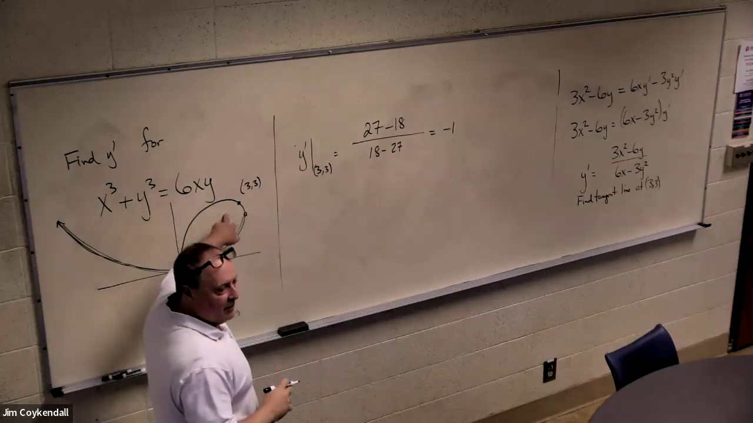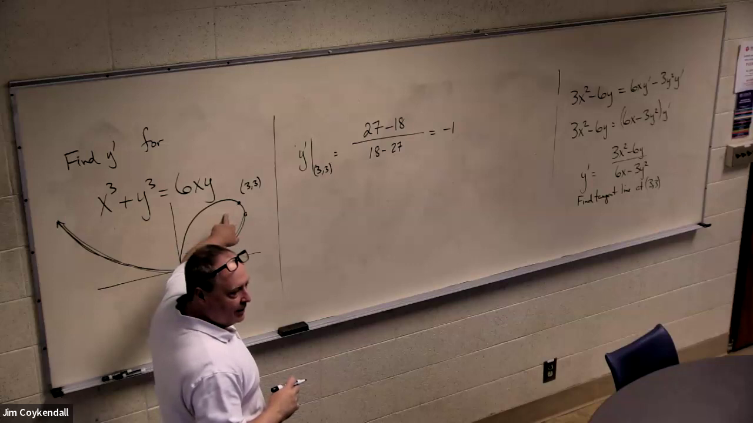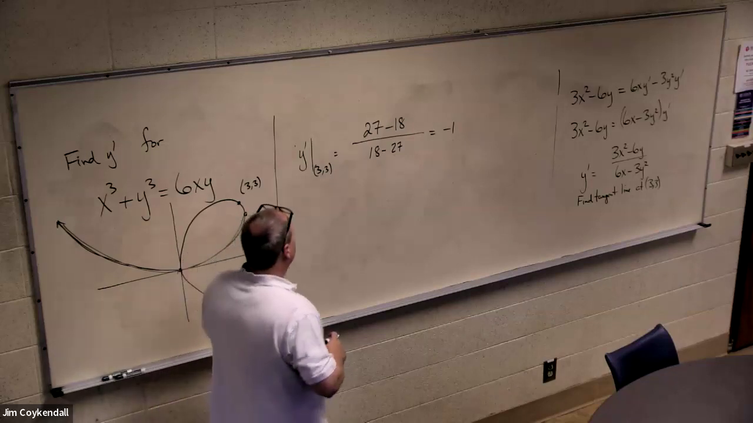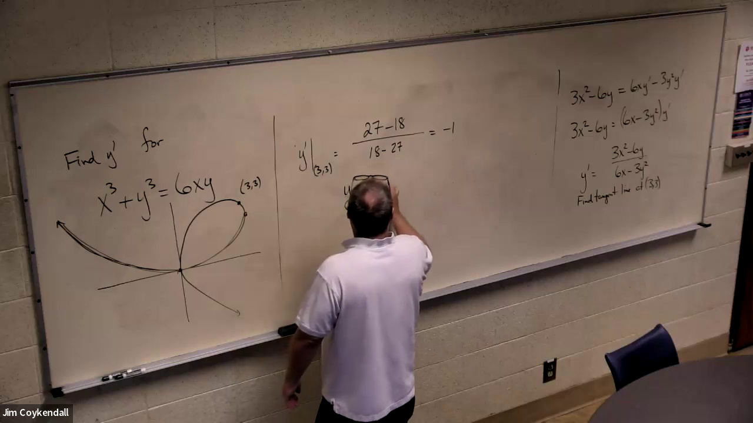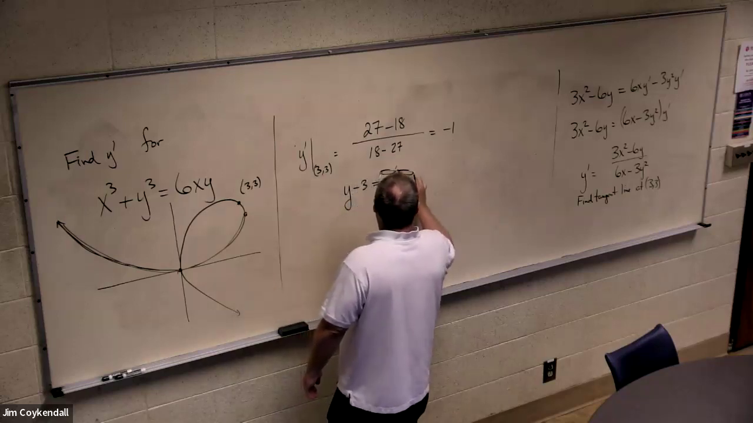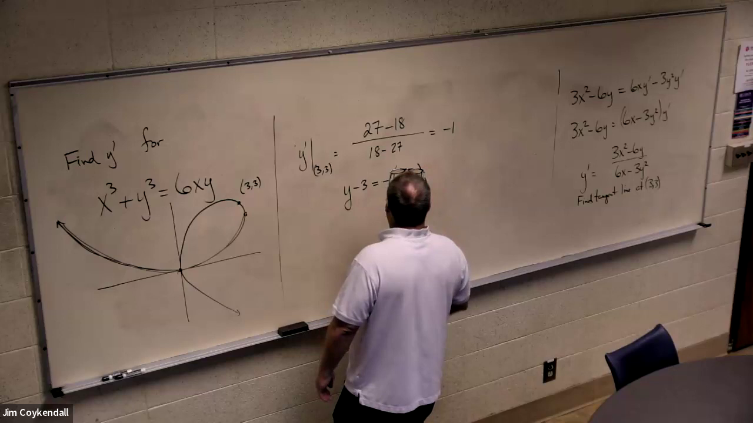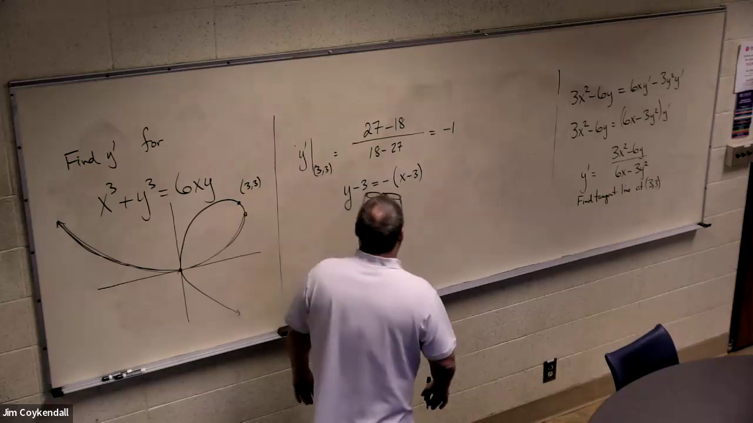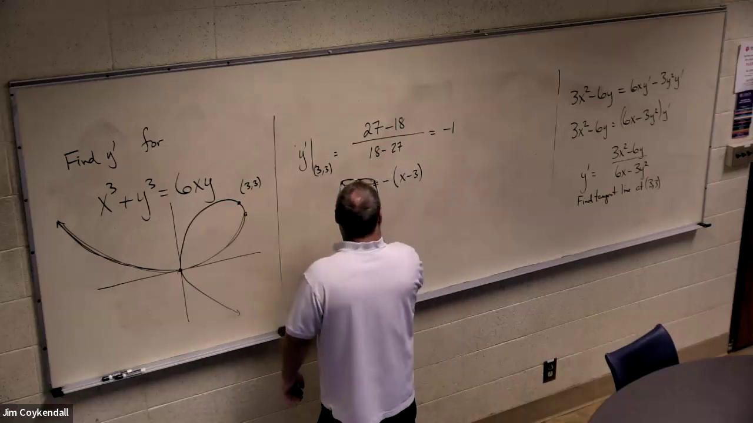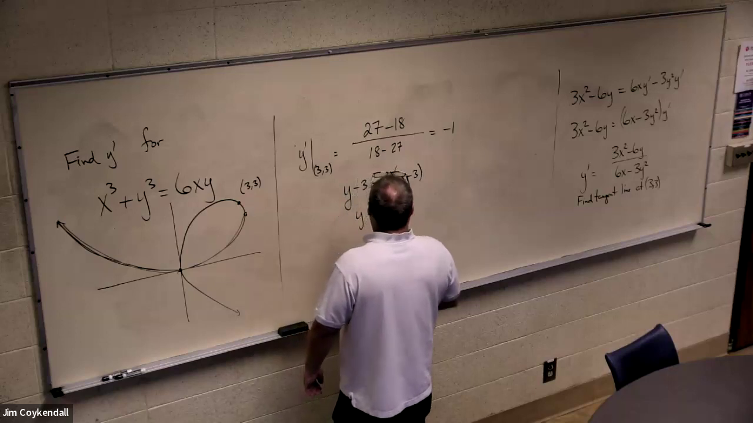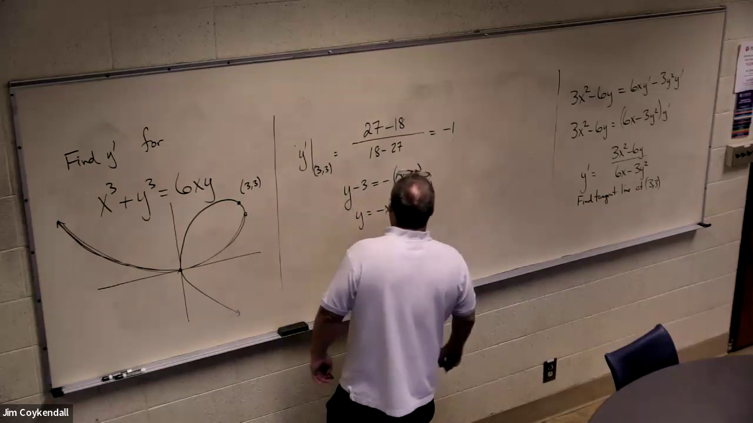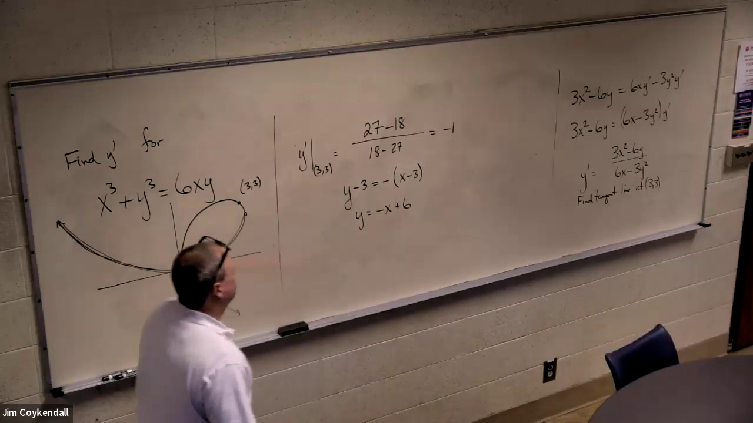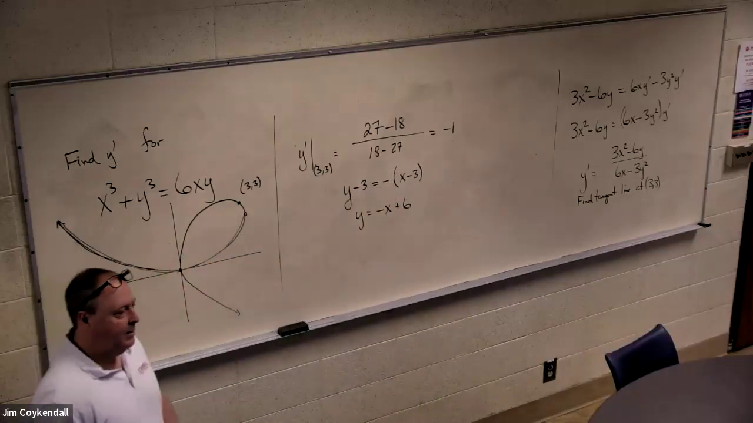Given my picture here, this doesn't seem like an unreasonable slope. So the tangent line is y minus 3 equals minus 1 times x minus 3. Or if you like, y equals minus x plus 6. Right here.